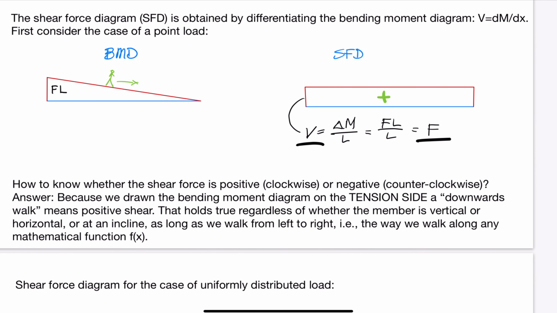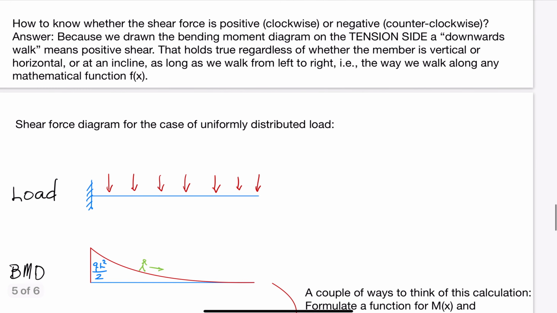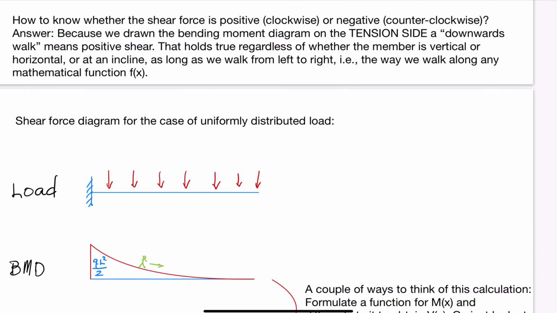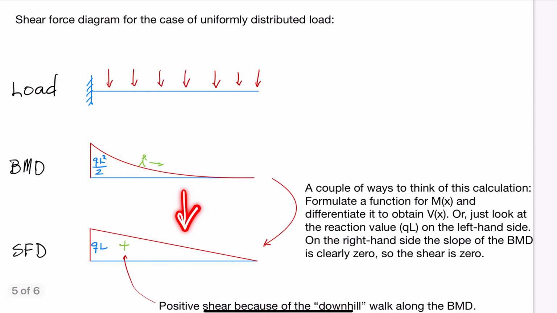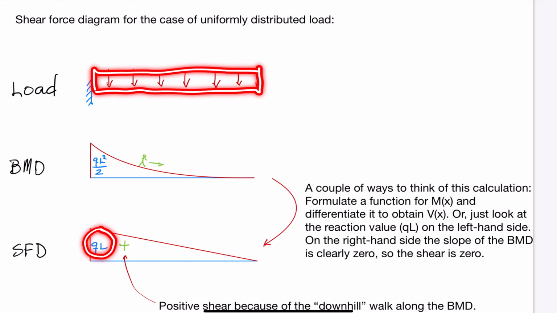An identical consideration is made here on the last page for the case of a uniformly distributed load. The bending moment diagram is a parabola, and the shear force diagram is therefore a straight line. It is straightforward to see in this case that the shear force value on the left-hand side is Q times L, because that is the total load on the beam.